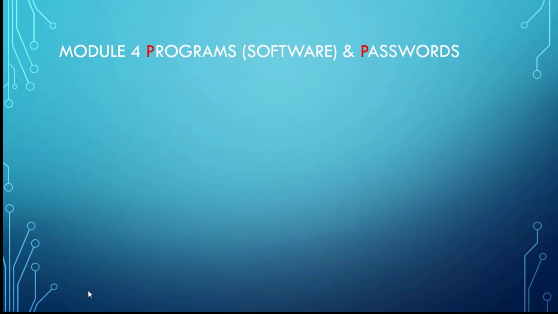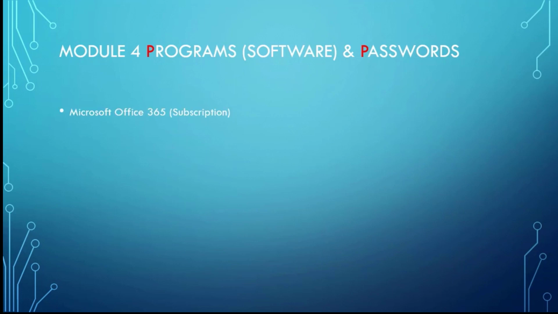So this is module 4, which is a module about programs, that's the software running on your system, and passwords, which are a really fundamental part of the security on any computer system accessing the internet. So let's have a look at programs first of all.